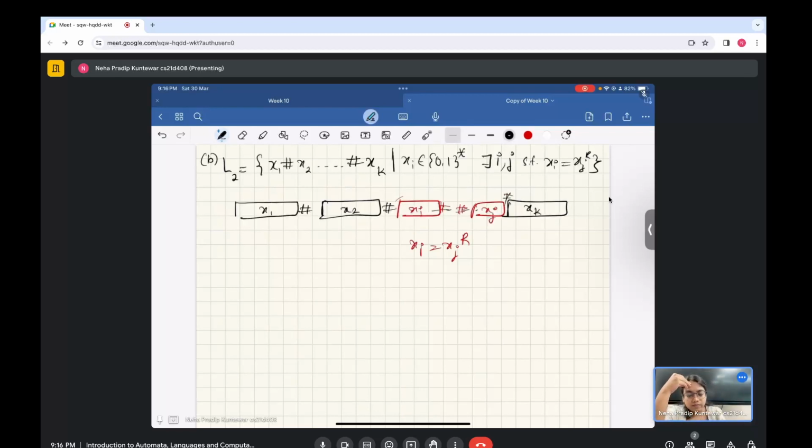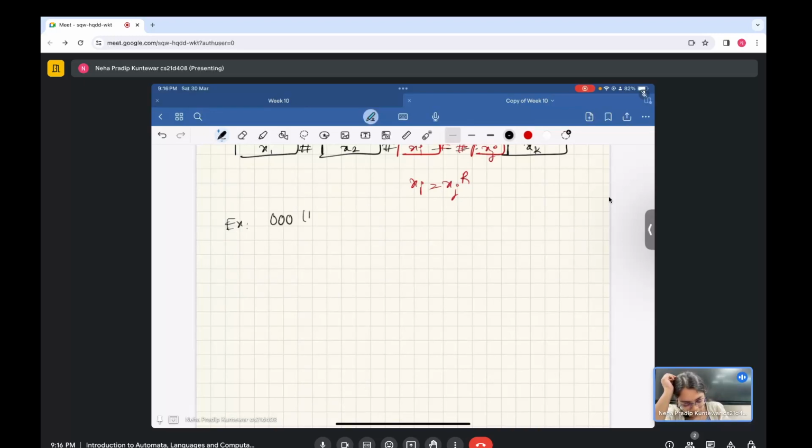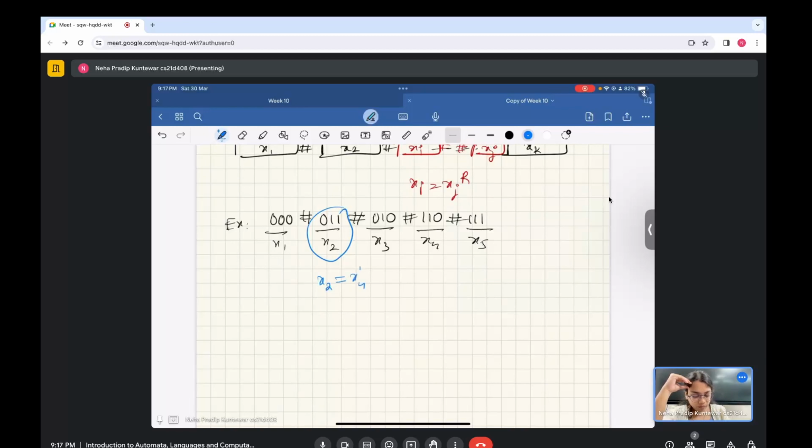Maybe just take an example. So as an example, let's say 000 followed by further blocks. Let's say this is x1, this is x2, this is x3, this is x4, and this is x5. Let's say this is the string that we are given. Observe that if we look at x2 and we look at x4, then x4 is nothing but the reversal of the string x2. So that is what we have, and therefore this is going to be in the language L2.